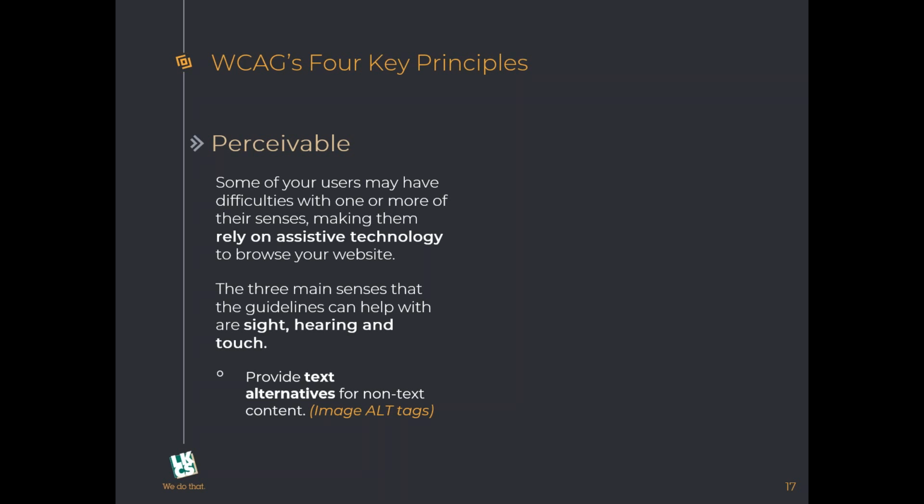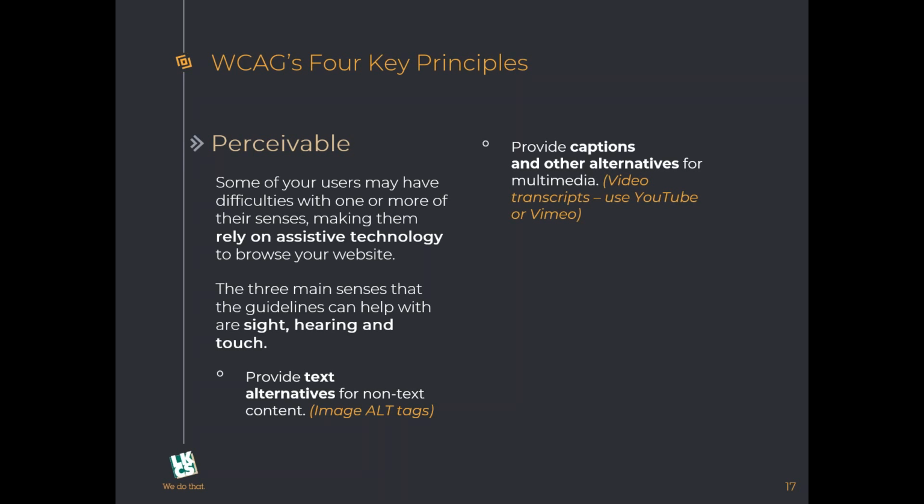To help with these, we need to provide text alternatives for non-text content. Image alternative text tags. If there's an image with text embedded in it or something like that, we have to be able to see what that picture is trying to tell us. There needs to be some text behind that.